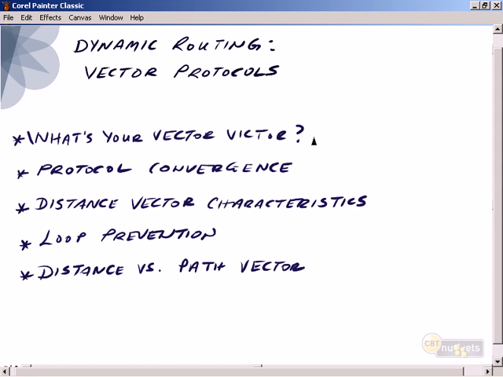Well, in this nugget on dynamic routing, specifically vector protocols, we started out, of course, looking at vectors, and we used the Mosquito as our example of a vector delivery system. Then we looked at protocol convergence, characteristics of distance vector protocols, loop prevention mechanisms like split horizon and hold down timers, and then finally, distance versus path vector.